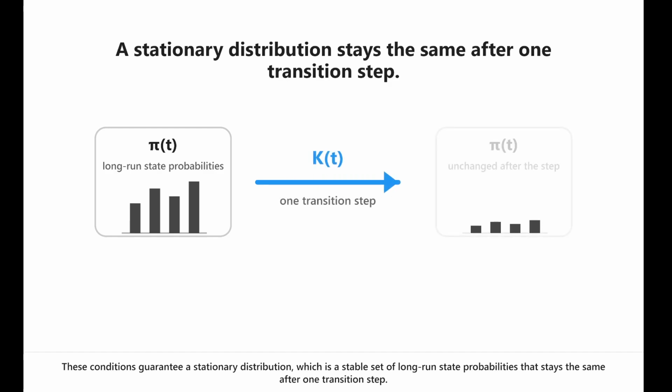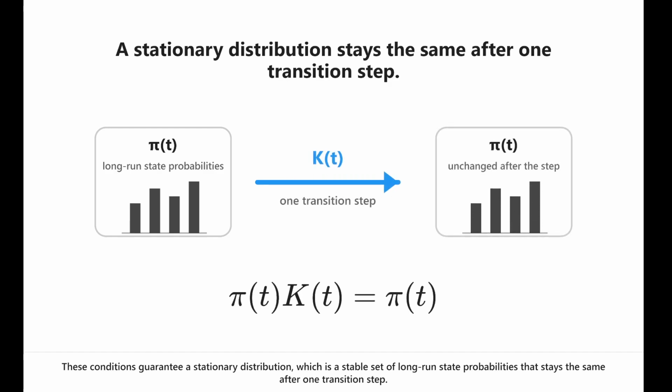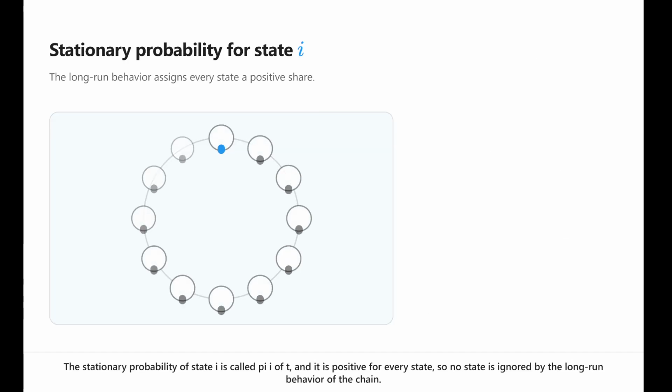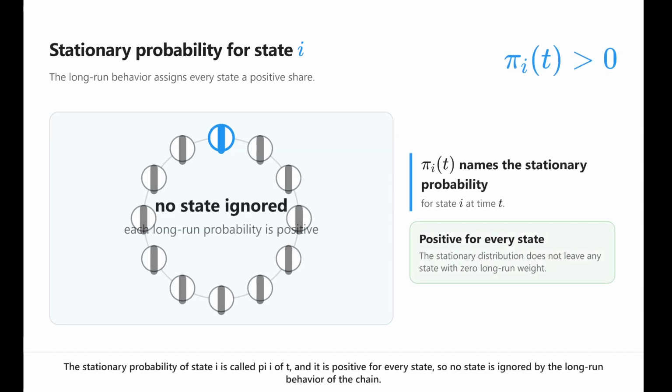These conditions guarantee a stationary distribution, which is a stable set of long-run state probabilities that stays the same after one transition step. The stationary probability of state i is called pi i of t, and it is positive for every state, so no state is ignored by the long-run behavior of the chain.